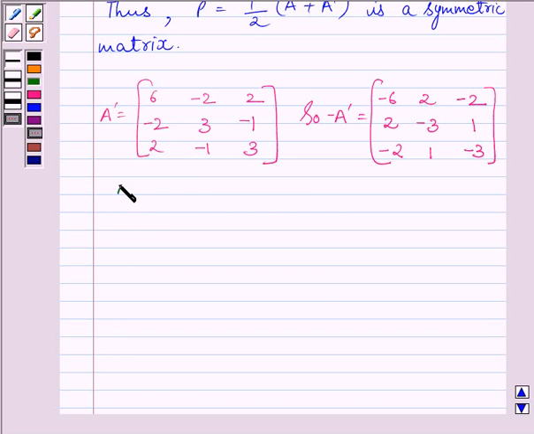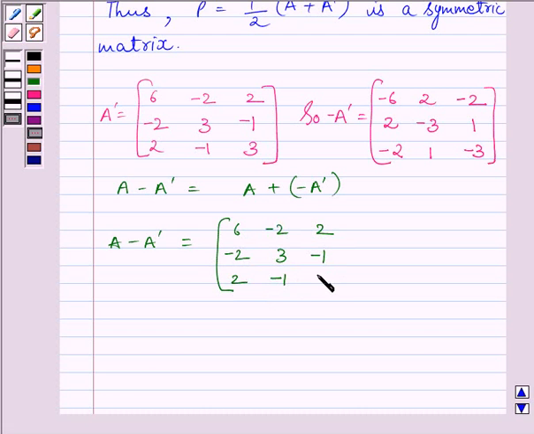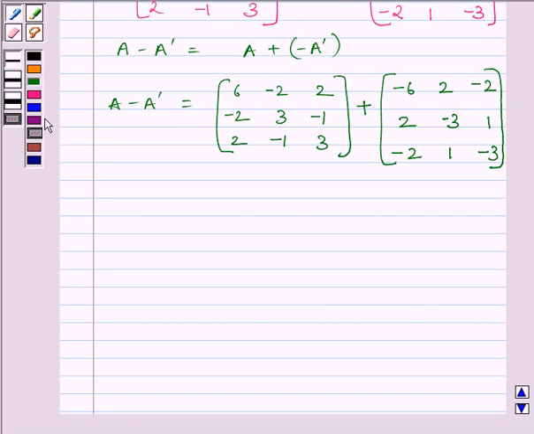Now, we know A minus A transpose is equal to A plus minus A transpose, right? So, A minus A transpose is equal to matrix A, which is the matrix 6, minus 2, 2, minus 2, 3, minus 1, 2, minus 1, 3, plus minus A transpose, which is the matrix minus 6, 2, minus 2, 2, minus 3, 1, minus 2, 1, minus 3. Now, we will add the corresponding elements of the two matrices.